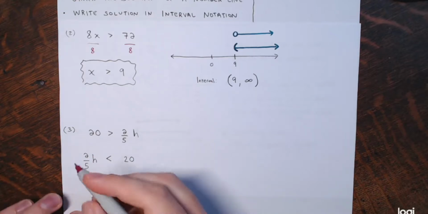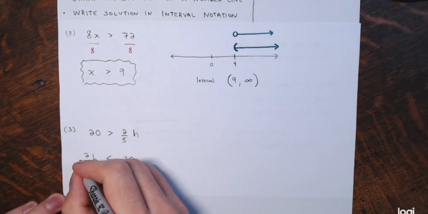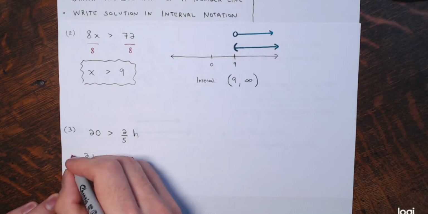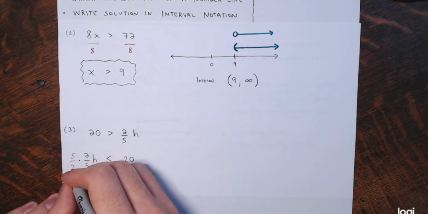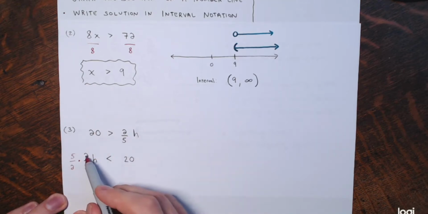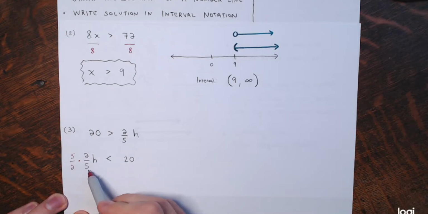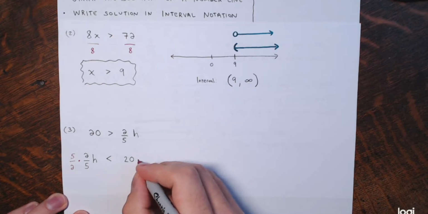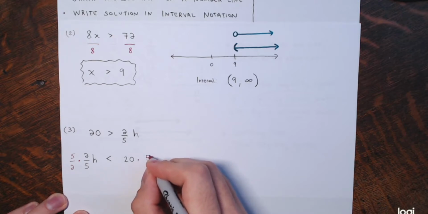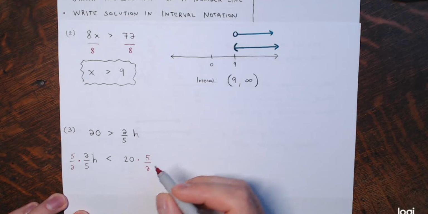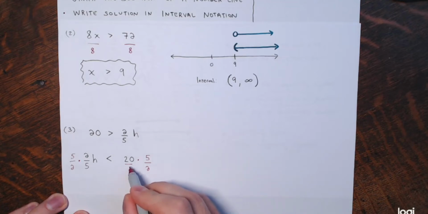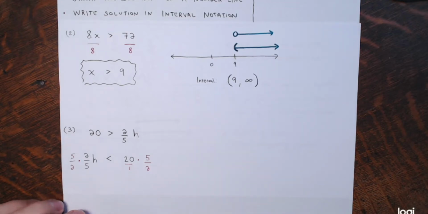So if I would like to get rid of the 2/5, I can multiply by the reciprocal, which is 5/2. And then hopefully you can see that the 2's would cancel, the 5's would cancel, right? And you'd have just 1h. And I do the same thing over here, multiply this side by 5/2. And you could think of 20 as 20 over 1, right, if you wanted to. Same thing.